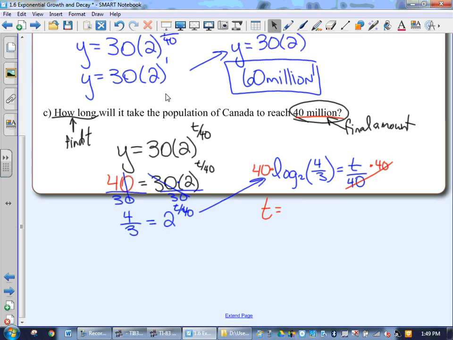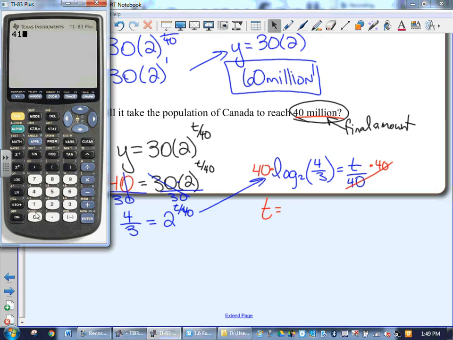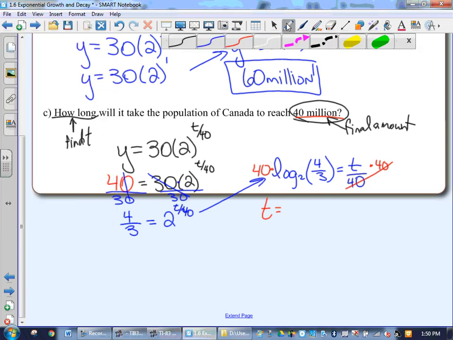So I have 40 times the log of 4/3 divided by the log of 2. And I get an answer of 16.6. So how long will it take for the population to reach 40 million? 16.6 years. And that's our first example of exponential growth. So it's growing because it's doubling, or increasing 2 times, in 40 years.